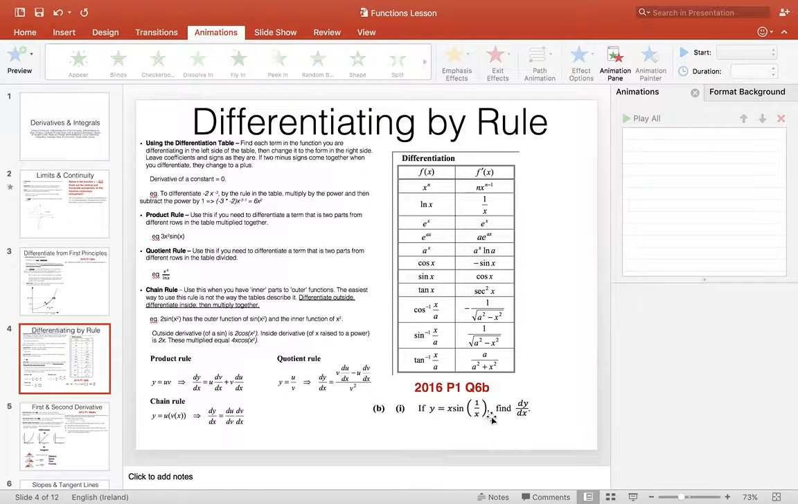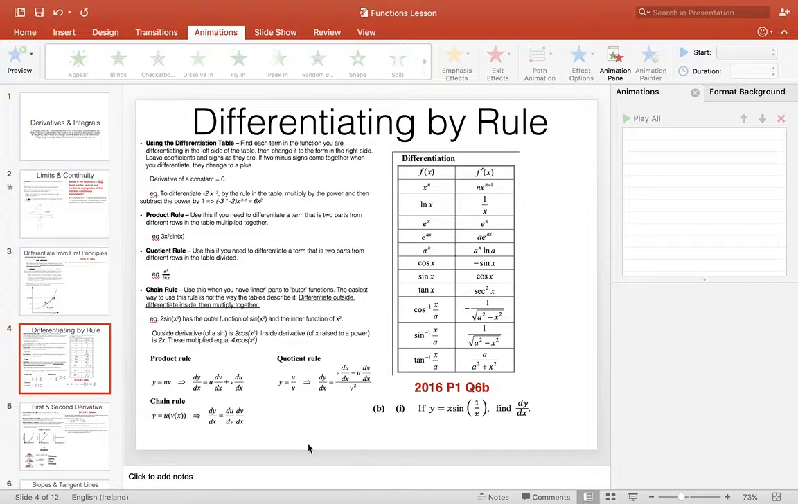If it was just 1 over x, it would be easy. Derivative of x to the power of minus 1, which is the same thing as 1 over x, would be minus, because we multiply it by the power, x to the power of minus 2, because we subtract 1 from the power. But it's not. It's all three jumbled together.